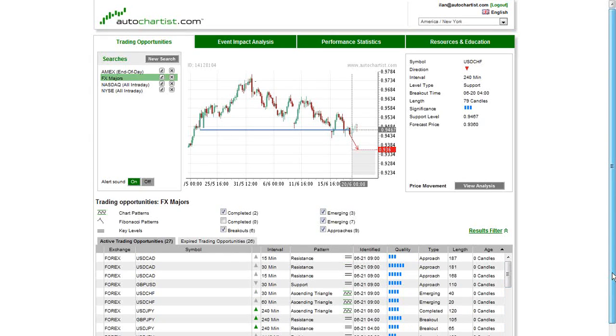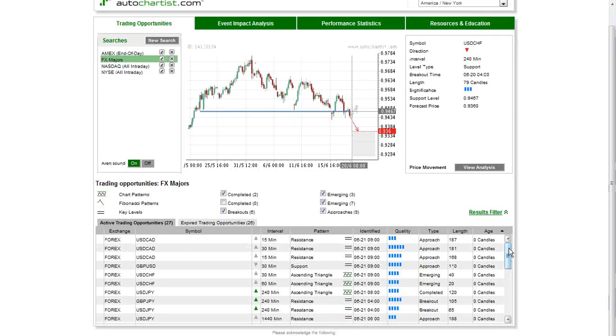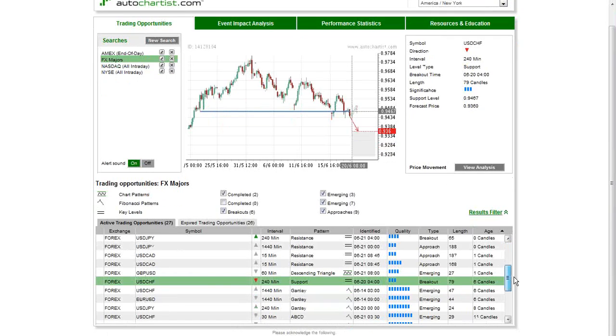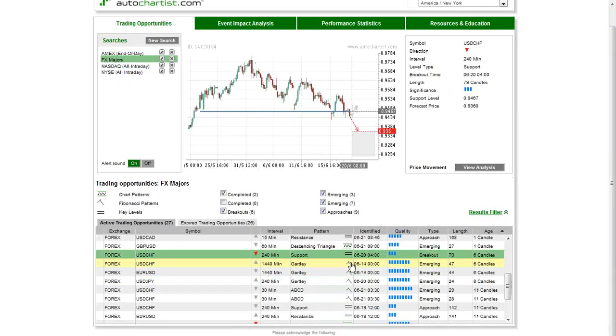The one that's highlighted right now is an opportunity which is called a key level. A key level is a breakout or an approach to a horizontal support or resistance line. Right? So we can see that this US dollar Swiss franc on the 4-hourly candles touched the support level at this point, at this point, again over here, and then finally there was a breakout. So we think the price is going to that forecast region.